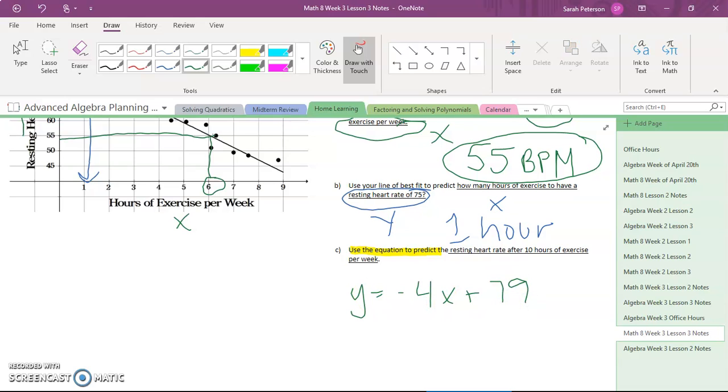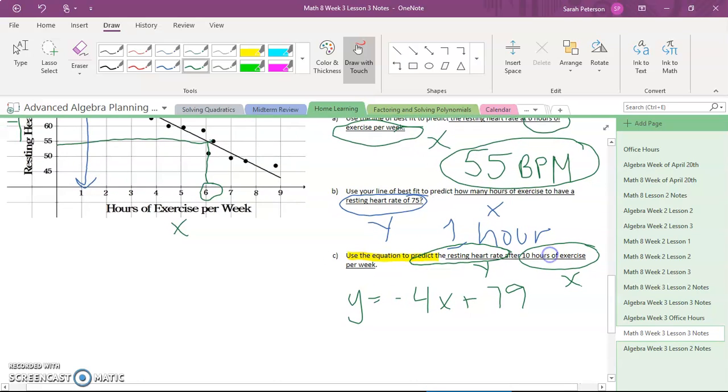And I'm going to do the same process as before. I'm going to look at what I have and what I need to find. It says use the equation to predict the resting heart rate. So I have to predict the resting heart rate, which is my Y, after 10 hours of exercise. That's X. So I'm being given X. I know X is 10 hours. So I'm going to take that 10 hours and plug it in where I see X. So Y equals negative 4, where X is, I'm going to put 10, plus 79.